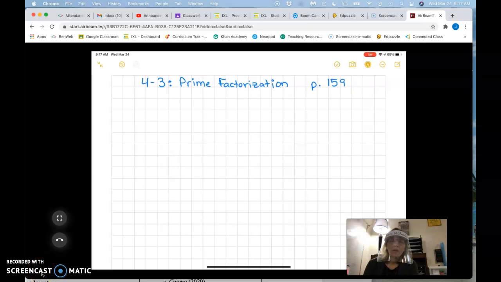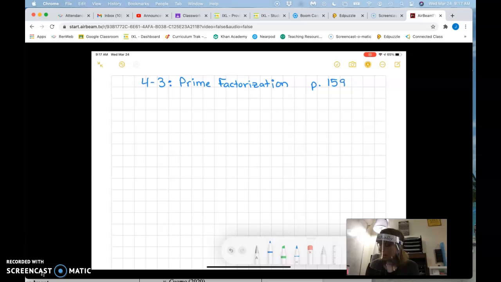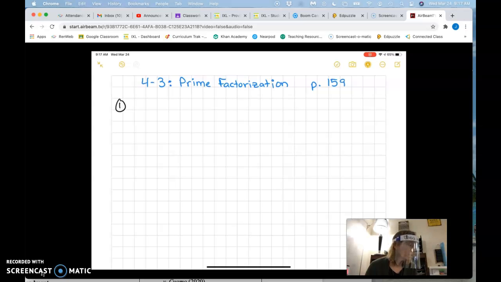So today we're talking about prime factorization. And there's a couple things you need to know before we get into actually factoring problems, which is what we're going to do primarily. But the first thing is prime numbers. There's two types of numbers. There's prime numbers and there's composite numbers.